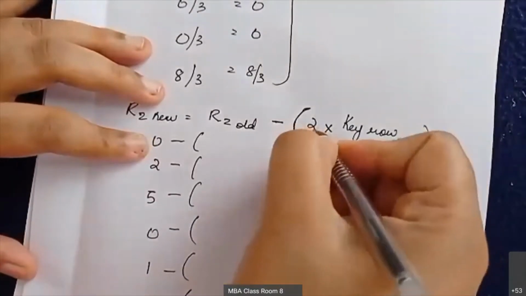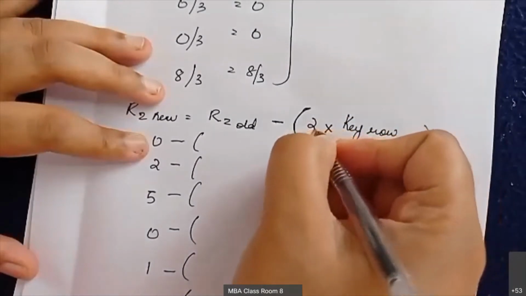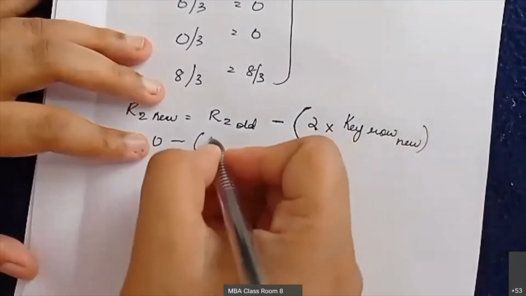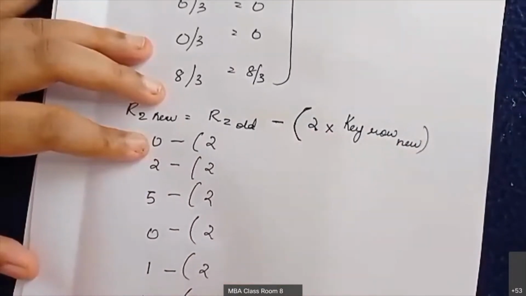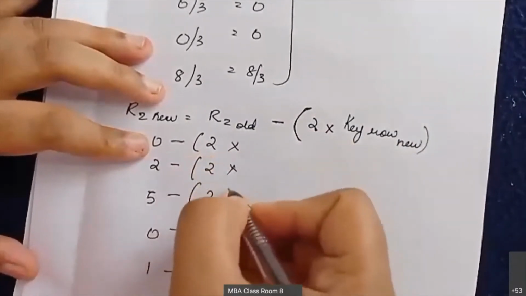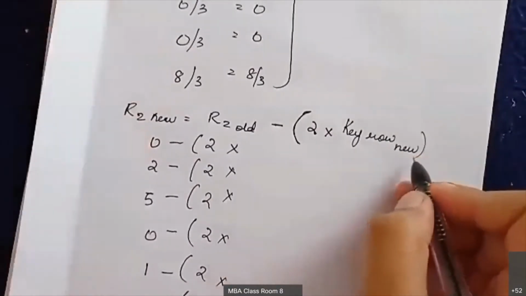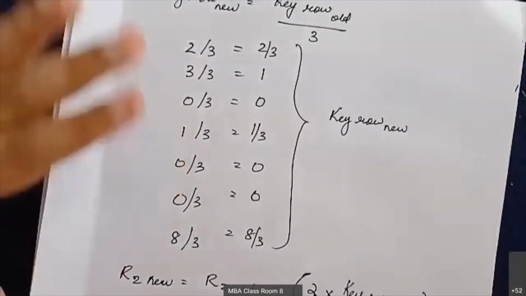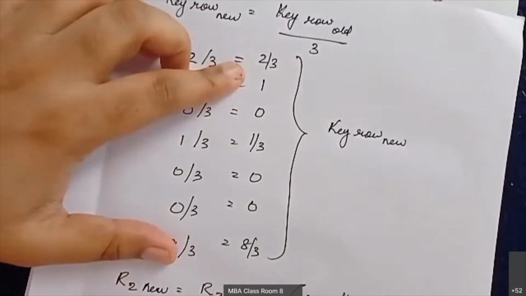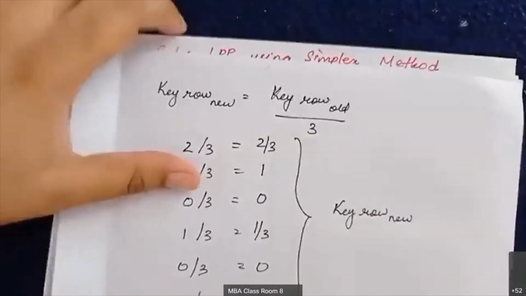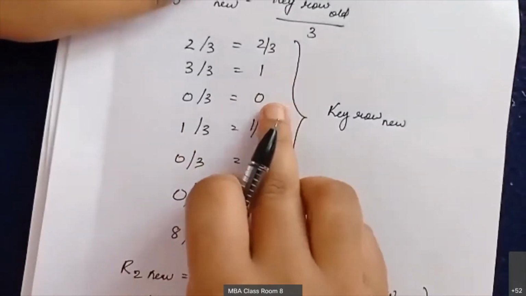Then multiply by 2. This is the number above or below the key element corresponding to the second row. So I have 2 multiplied by 2 into key row new. Which is our key row new? Don't go back to the simplex table. Previous simplex table, you have to take key row new. Key row new is 2 by 3, 1, 0, all these numbers.